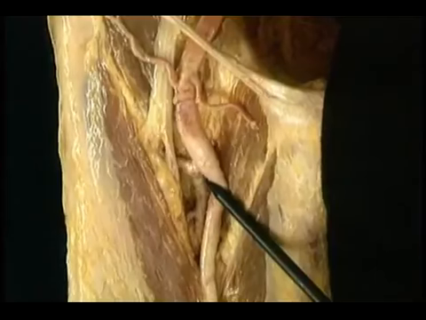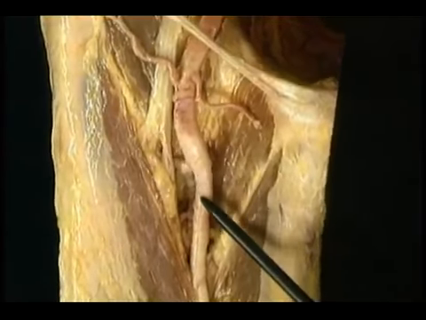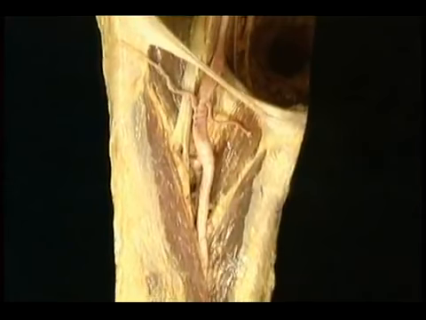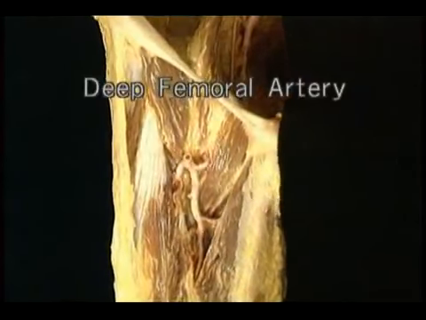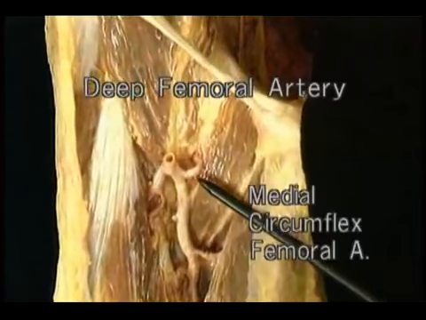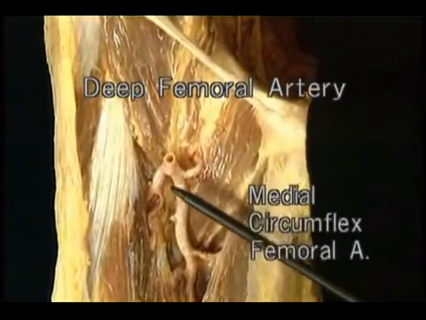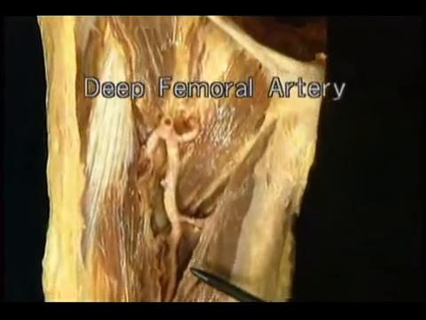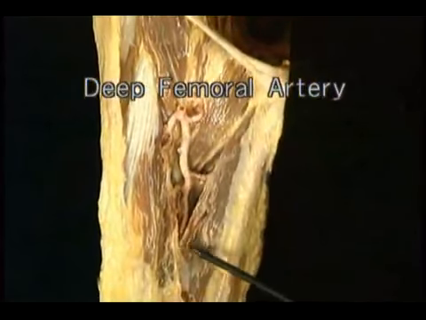To follow the deep femoral artery, we'll remove the femoral artery. We'll also remove the sartorius muscle and the femoral nerve. Early in its course, the deep femoral gives off two large branches, the medial circumflex femoral and the lateral circumflex femoral. It then passes behind adductor longus, which we'll remove.